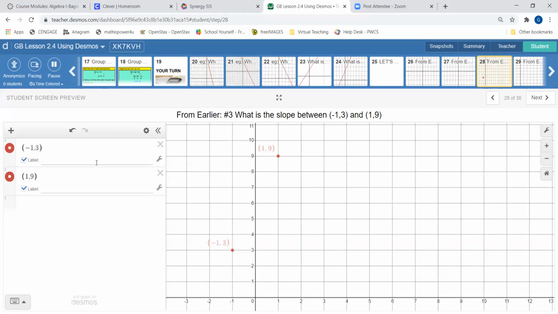But something that might be an idea for you, if you're not sure what a coordinate looks like or where it goes, you can type these into Desmos as well, and that's a really helpful tool.